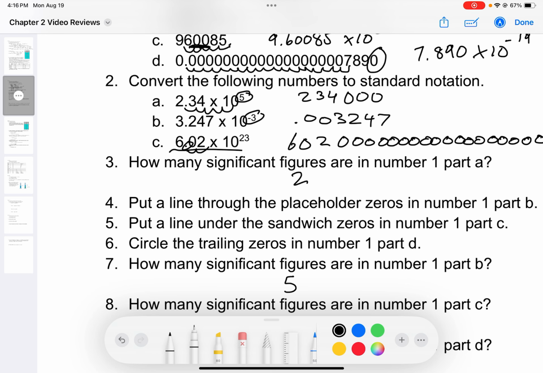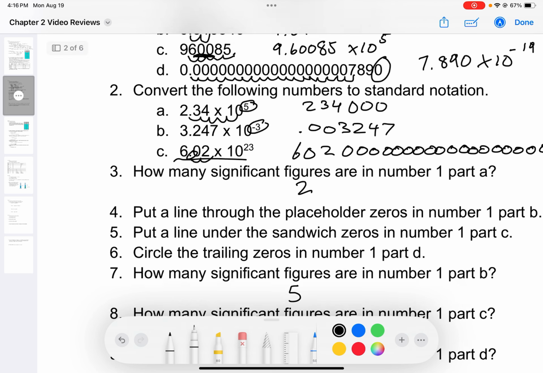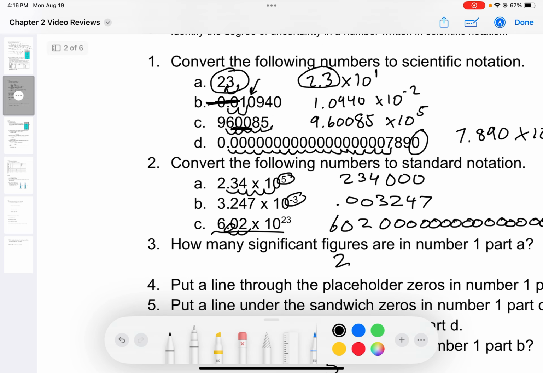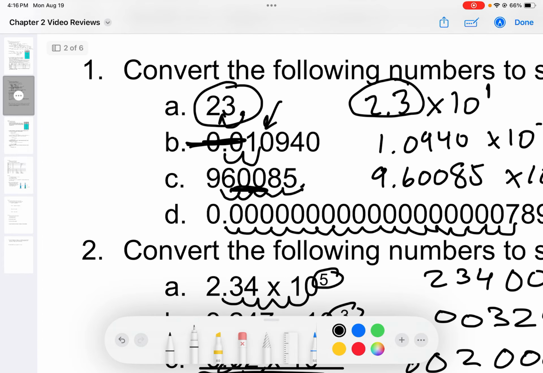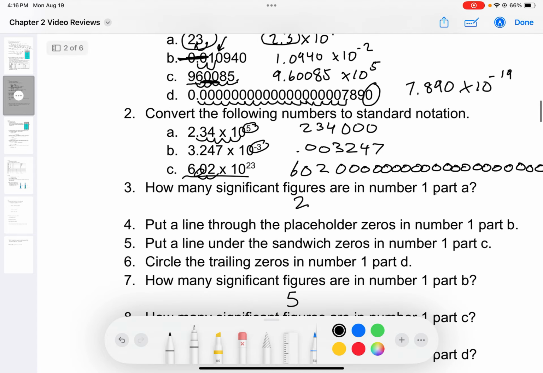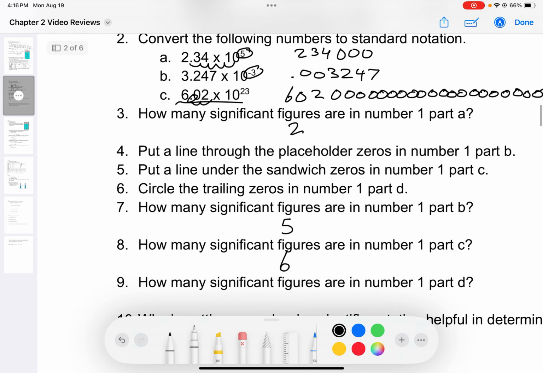Now it says, how many significant figures are in number 1, part C? Well, let's look at number 1, part C. The numbers that are non-zero are always significant. And remember, I said sandwich zeros are always significant. So that means the 9, the 6, the 2 zeros, and the 8 and the 5 are all significant numbers. So we would say in number 1, part C, there are 6 significant figures.